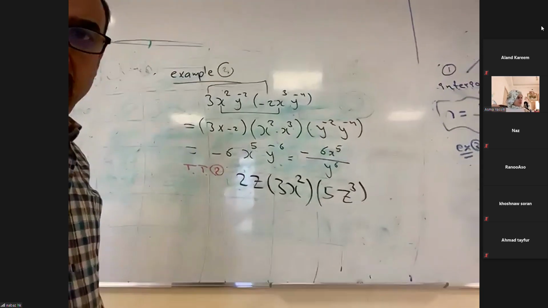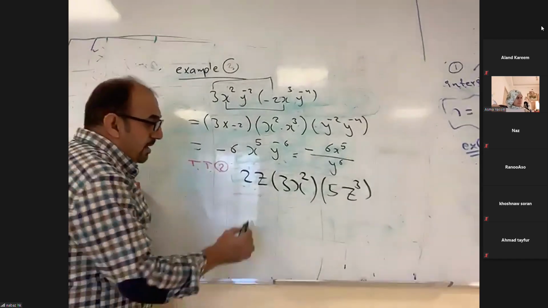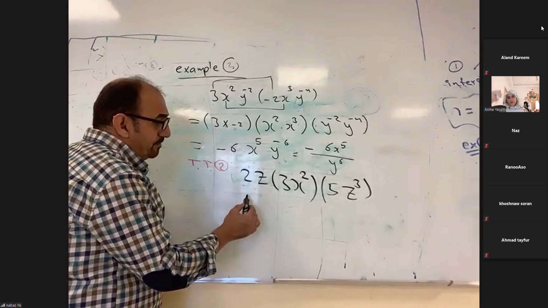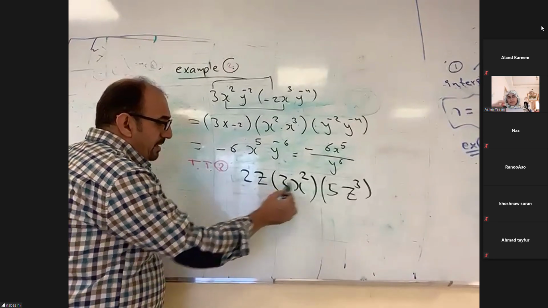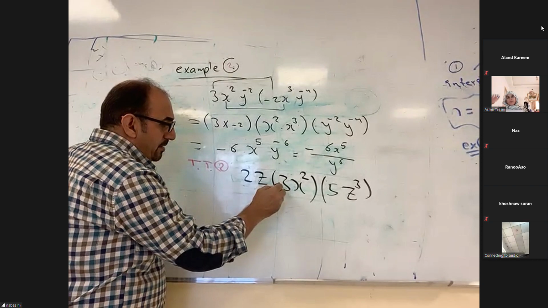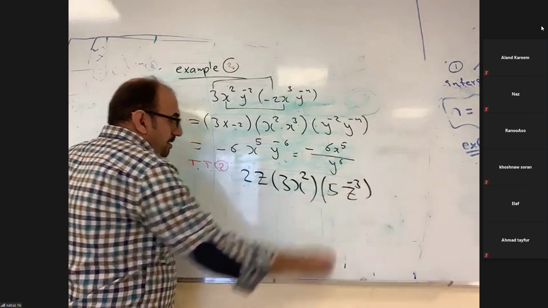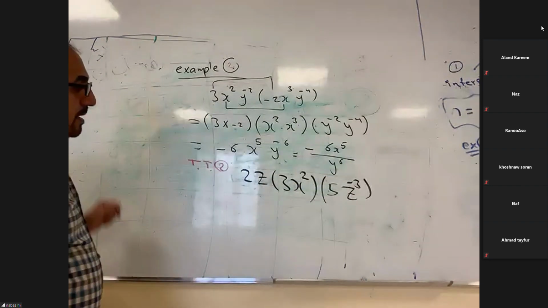Is it clear now? Yes, Mr. Okay. Multiply negative 3 by the last one. Negative 3, the last one, yes. The last bracket, the power is negative. Yes, negative 3 instead. Okay.